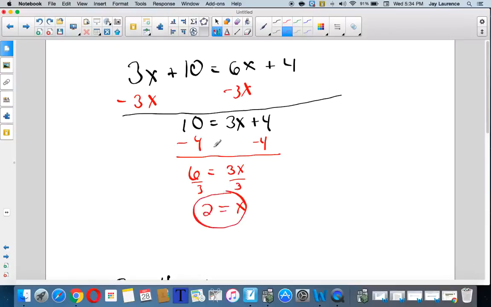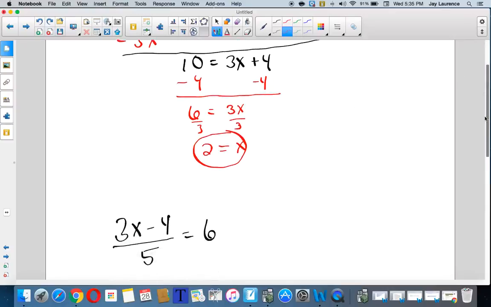You can check that by plugging it in. 3 times 2 is 6, 6 plus 10 is 16. Over here, 2 times 6 is 12, 12 plus 4 is 16. It's true, it works. If I had made a mistake and got the wrong number, when I plugged it in, I would not get the same answer on both sides of the equation.